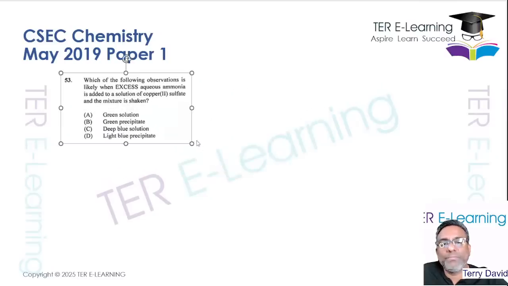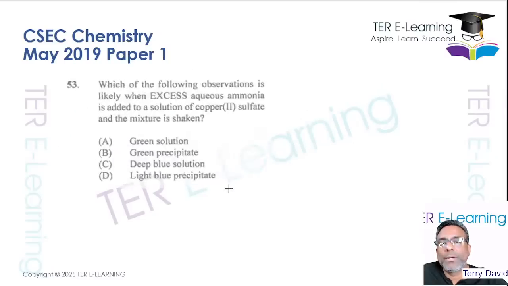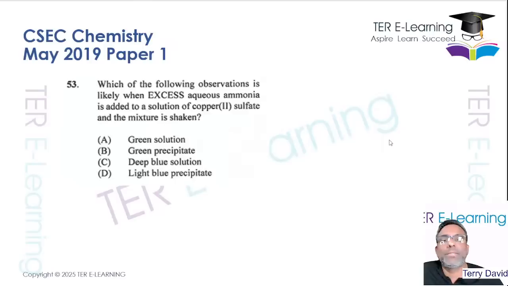Question 53. Which of the following observations is likely when excess ammonia is added to a solution of copper 2 sulfate and the mixture is shaken? So they're asking us some qualitative questions here now. So this is where your lab experience comes into play.